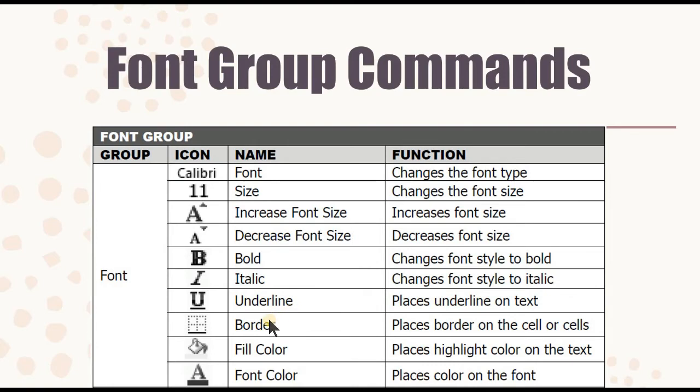That is underline. Border places border on the cell or text. Ibig sabihin daw, once you use the command border, magkakaroon daw ng guhit na makapal depende sa kulay na gagamitin mo for your border sa bawat cell. Next, fill color, places highlight color on the text. Ibig sabihin, magkakakulay daw yung likuran ng ating text, or the background color of the text. Fill color. And the last one is the font color, places color on the font.